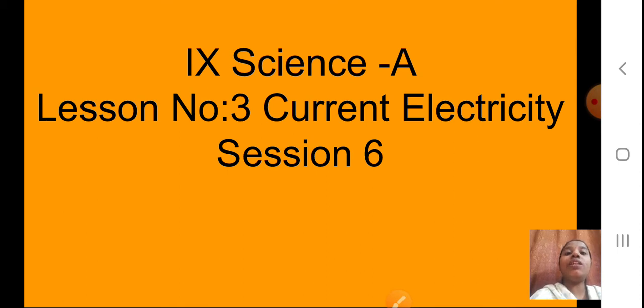We'll start with session 6 of our lesson number 3, that is current electricity. As I told you in the last presentation, only sums are remaining from this chapter, students. So today we will solve these textual sums. I hope you have gone through this chapter also. You know circuit diagrams, resistors in parallel, resistors in series, Ohm's law. These are very important in this chapter. Please study, students. Okay, so we'll proceed.